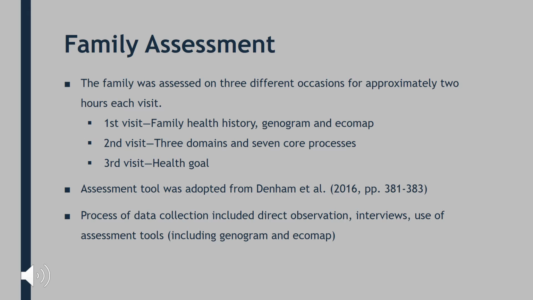The family was assessed on 3 different occasions for approximately 2 hours each visit. These visits occurred in their home. During the initial visit, a family health history was collected. A genogram and ecomap were constructed with the family. The second visit was when the 3 domains and the 7 core processes were assessed. The third visit was when we established a health goal and interventions to help meet the goal.